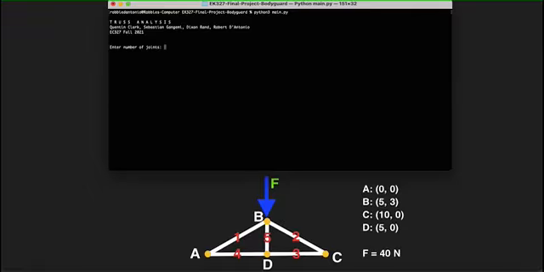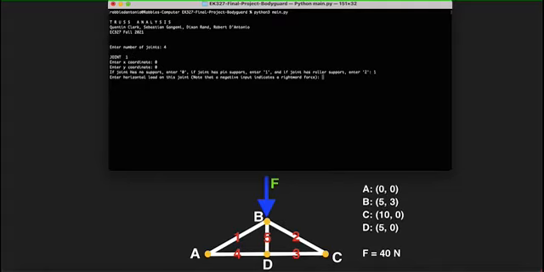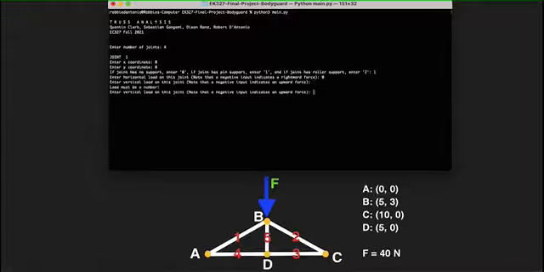So we have 4 joints, A, B, C, and D. For joint 1, I'm going to use joint A, and its coordinates are 0, 0. It's going to be supported by a pin support, so we're going to enter 1 here. The horizontal load on this joint is going to be 0, as well as the vertical load. This is the external load that it's asking about. There's some error checking right there for you.